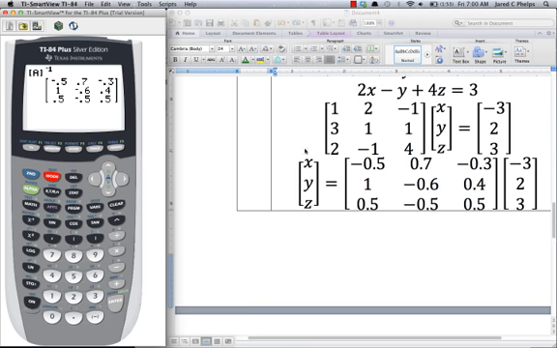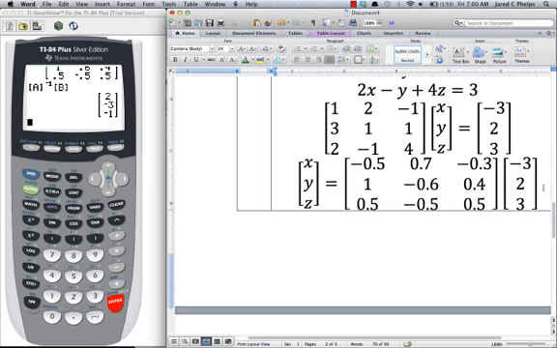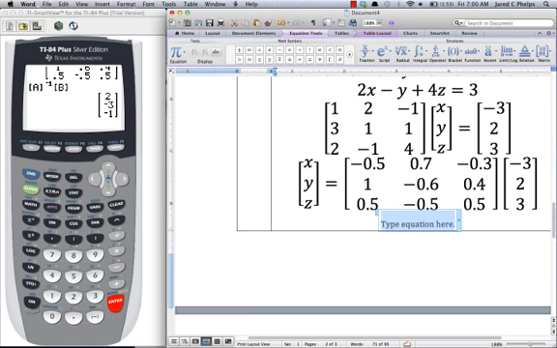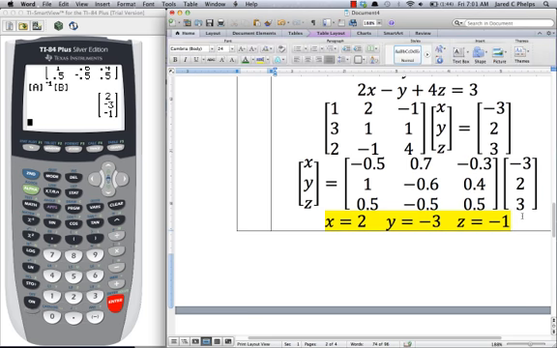So now, in order to solve this thing, what do I need to tell the calculator to do? I need to tell it to do A inverse, then go back to the matrix menu and pick B. And understand, this thing is going to tell the calculator to take the inverse of A, then multiply it by B, and that's exactly what I need. When I do that, I end up getting that my x value is 2, my y value is -3, and my z value is -1. And that is the solution to the system of equations.